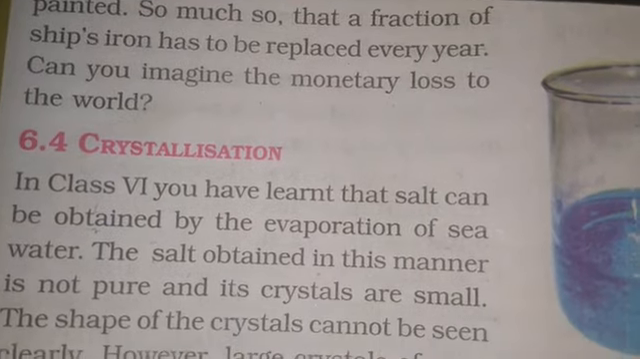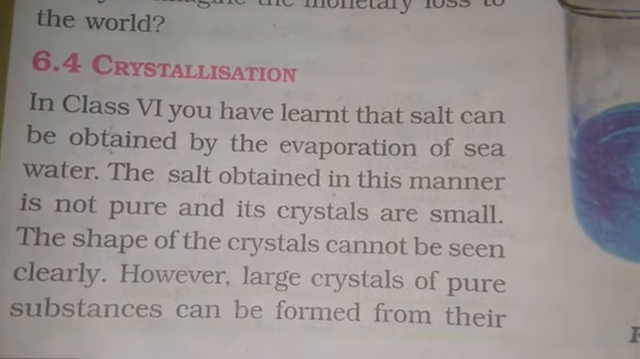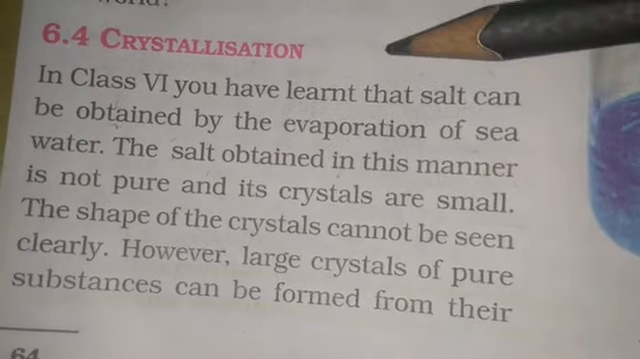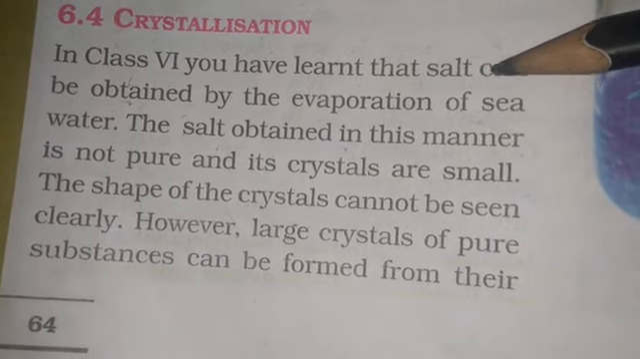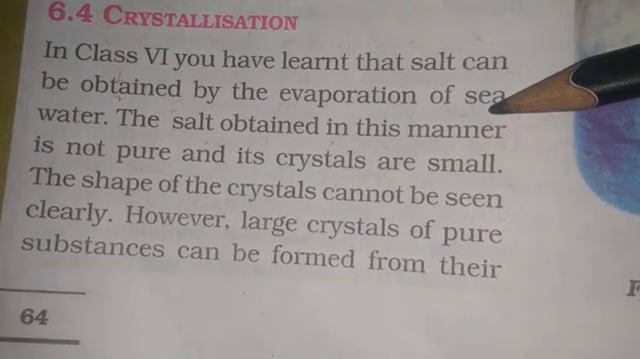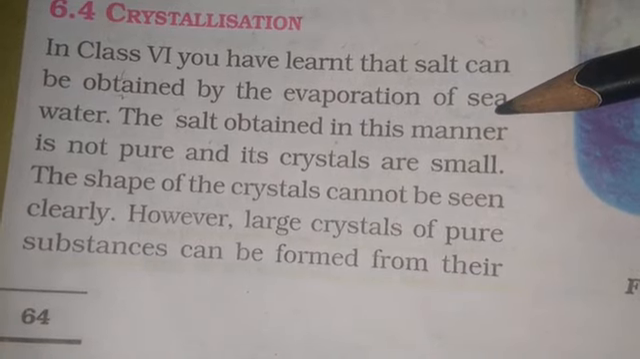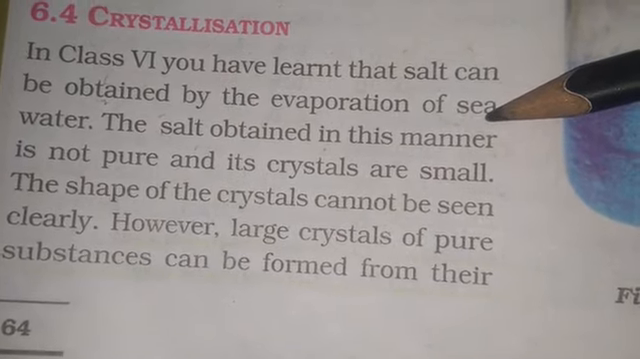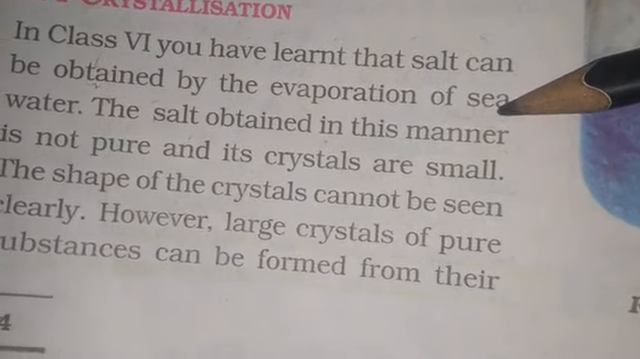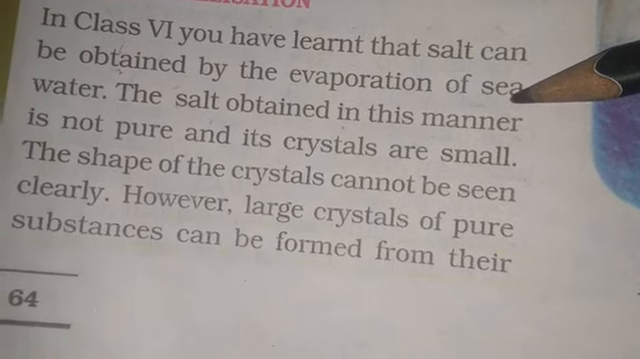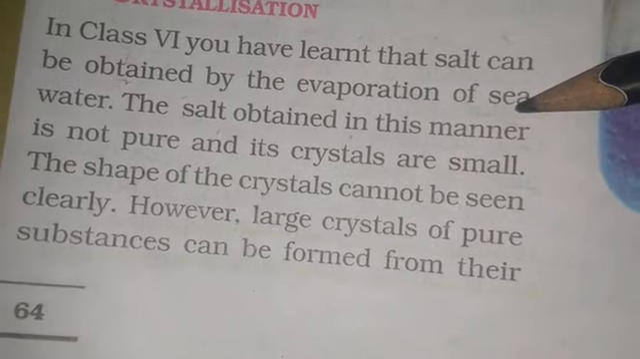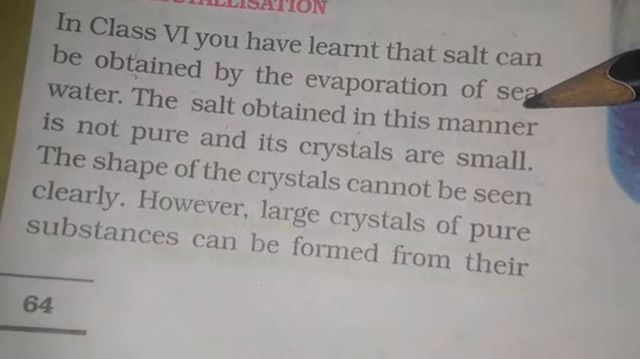Now the next process is crystallization, which is a physical change. It's not a chemical change, children. It is a physical change. In class 6, you have learned that salt can be obtained by evaporation of seawater. All of you know how salt is obtained. Salt is obtained by making pits of salty water or sea water. The water evaporates due to the sun's heat and the sand plus salt remains. Again, we can extract the salt by filtering. So this is how salt is obtained, and crystals of salt are obtained.